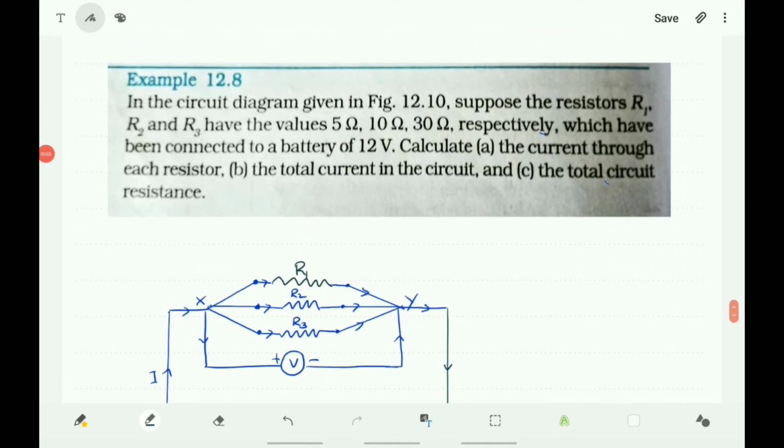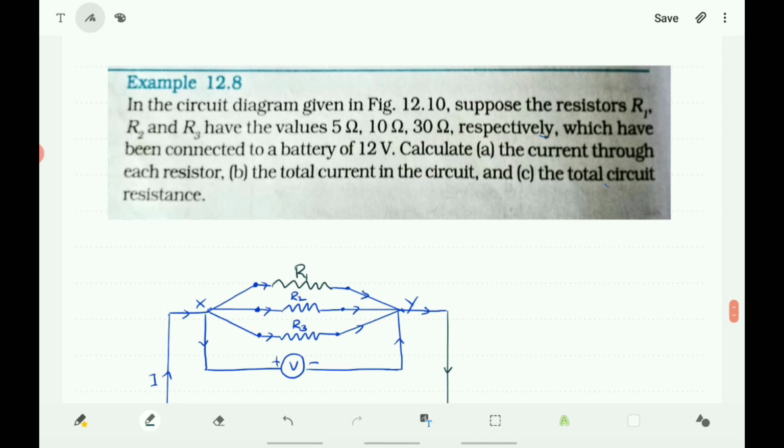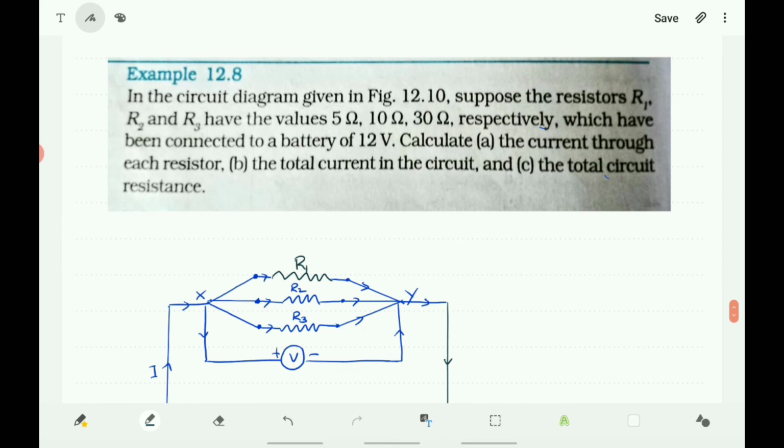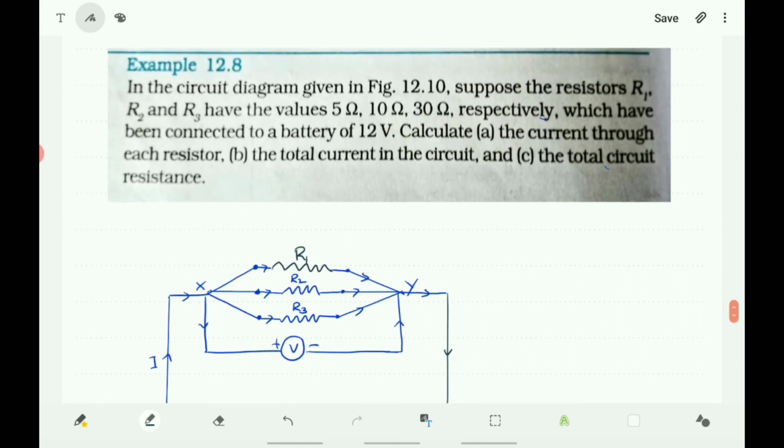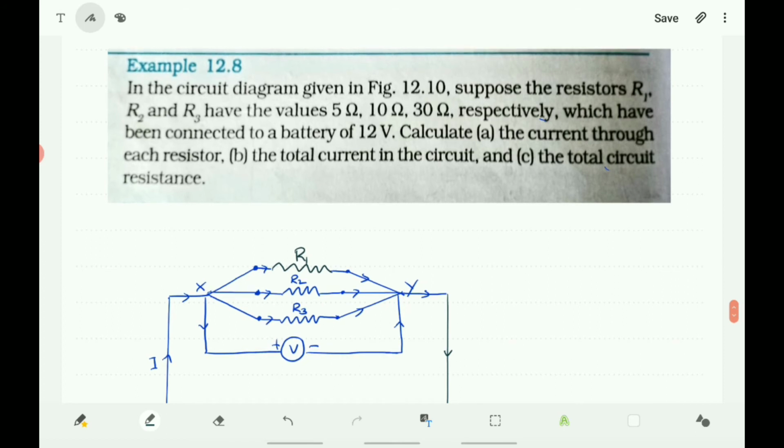Now you see example 12.8. The question is, in the circuit diagram given in figure 12.10, the figure is shown here. Suppose the resistors R1, R2 and R3 have the values 5 ohm, 10 ohm, 30 ohm respectively, which have been connected to a battery of 12 volt. Calculate A, the current through each resistor, B, the total current in the circuit, C, the total circuit resistance.